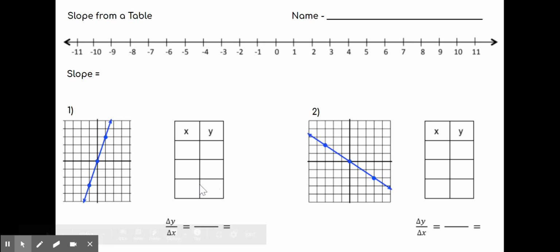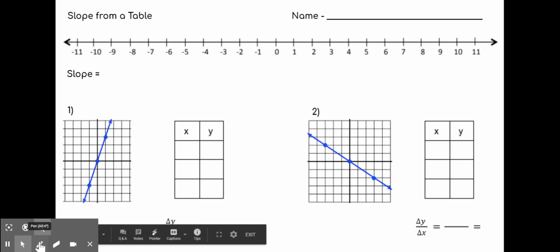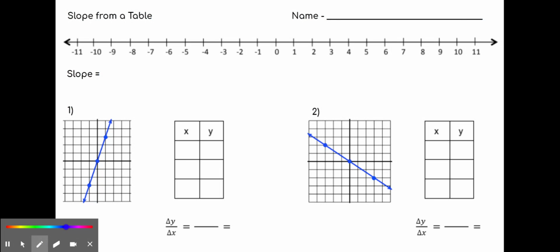Okay, so we have learned how to find slope from a graph, and today we're going to learn how to find slope from a table. Okay, so let's look first at a graph. Let's review what we know.